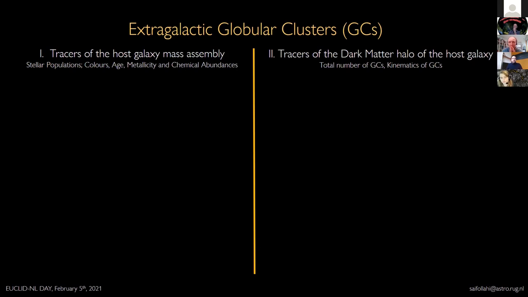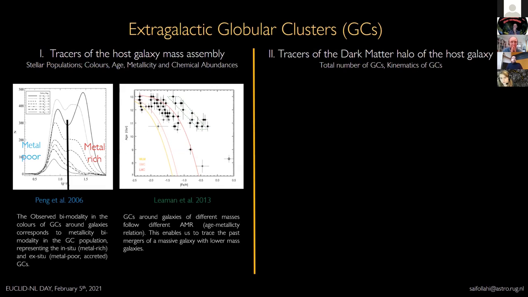For properties of galaxies, we can say that the stellar population of globular clusters, like their colors, metallicity, and ages, can somehow track the mass assembly of the galaxies. We see bimodality in the colors of globular clusters, which reflects metallicity bimodality. Also, we know that globular clusters of galaxies of different masses follow different age-metallicity relations, which can all be used to trace the mass assembly of the host galaxy.